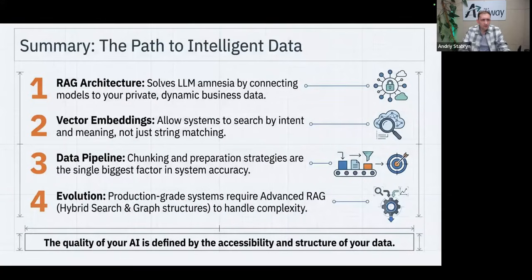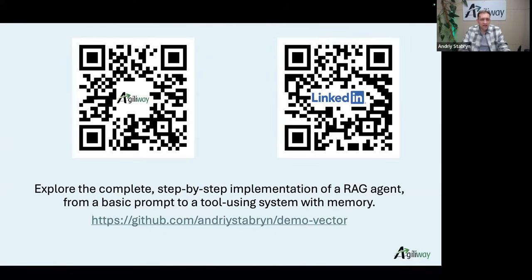And to summarize the presentation, RAG gives LLM access to your private data. Vectors let us search by intent, not just words. Chunking is the most important step for accuracy. For complex data, we need advanced RAG. And remember, the quality of your AI depends on the structure of your data. And the next slide is the final slide.